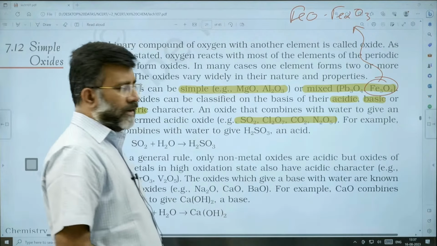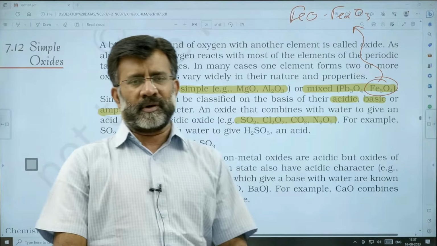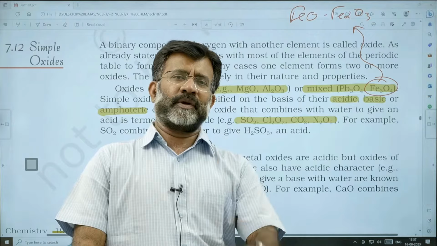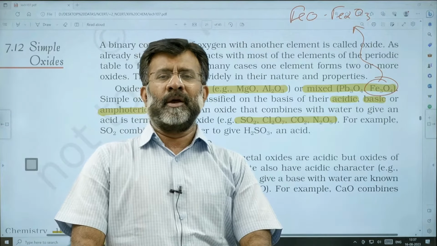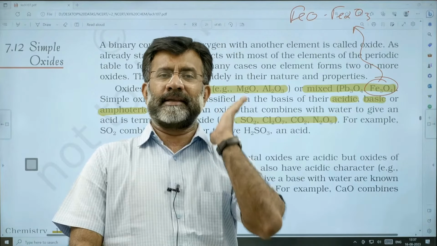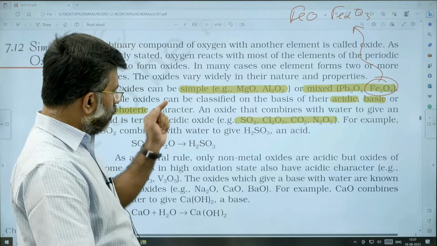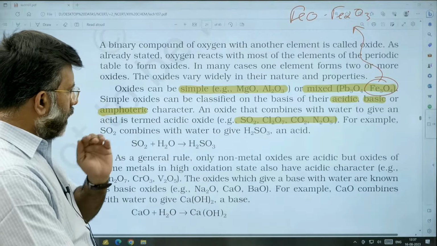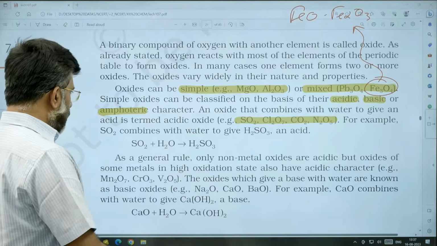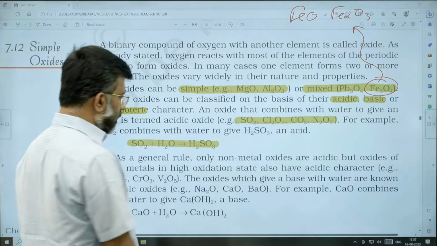Oxides with non-metallic characters, oxides with highly electronegative elements. That means when you go to the right hand side of the periodic table, oxides are mostly acidic in nature. Have a look at SO2, Cl2O7, CO2, N2O5. They are all acidic oxides. Why are they called acidic oxides? Have a look at the reaction.